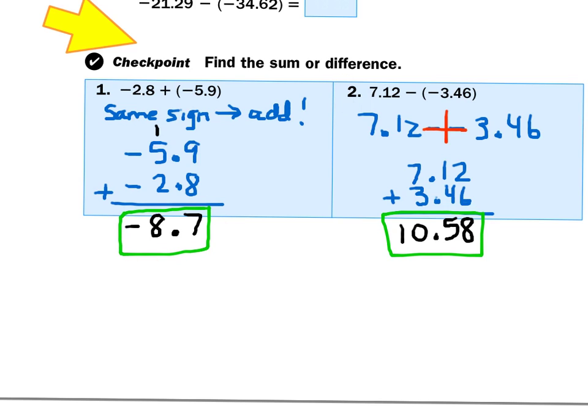Take a look here at number 2. 7.12 minus negative 3.46. Well, remember, when it's minus a negative, we add a line and change the sign. So they morph into a big giant plus sign. And so look at how I set it up. I lined up the decimals and added them together. And so that gave me 10.58.